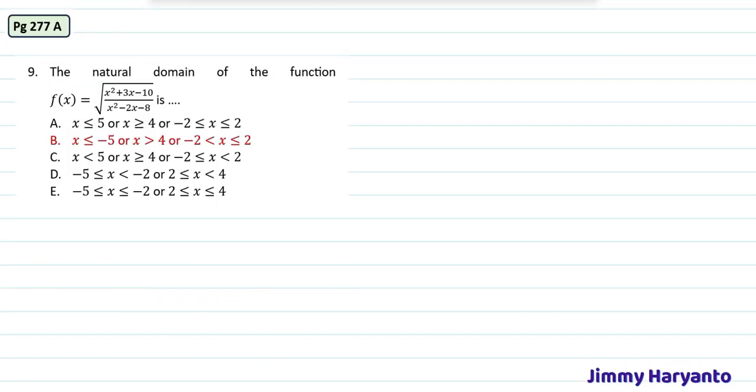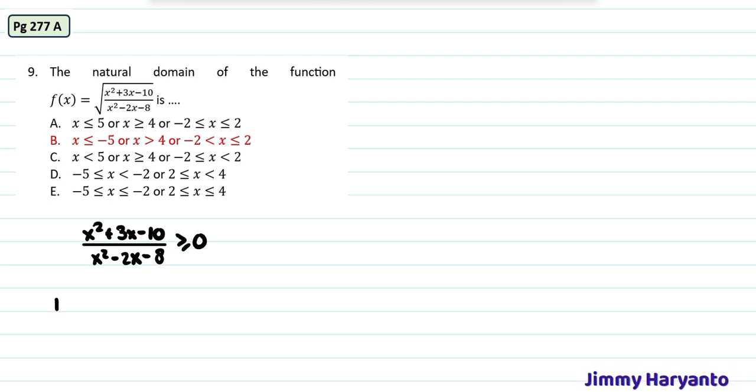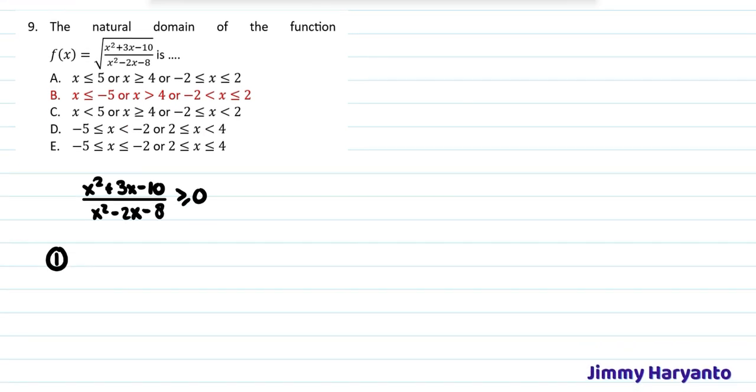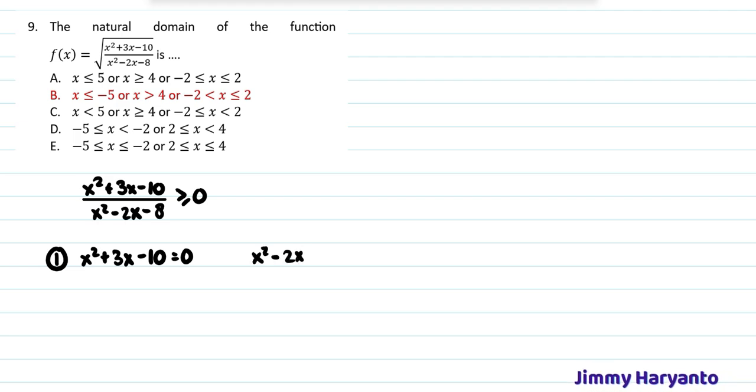Next is still irrational functions. We have natural domain again. That means the one inside the square root have to be greater than or equal to 0. So this one is x squared minus 2x minus 8 greater than or equal to 0. And then the one that you have to do is you have to find the value of x from the numerator. From the numerator it will be equals to 0, and the denominator also cannot be equals to 0.